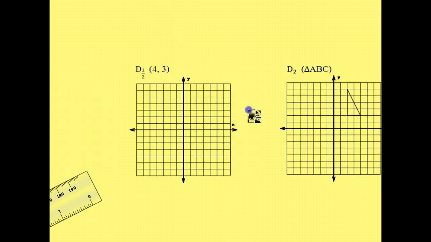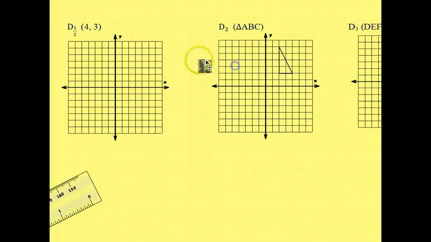Let's look at what happens with these figures right here. Oh, we got our first constant of a half, so we know that this dilation is going to make this point grow smaller or towards the origin. Let's see how that works.